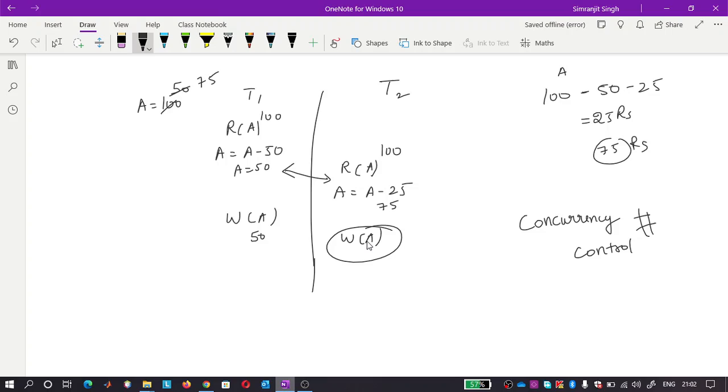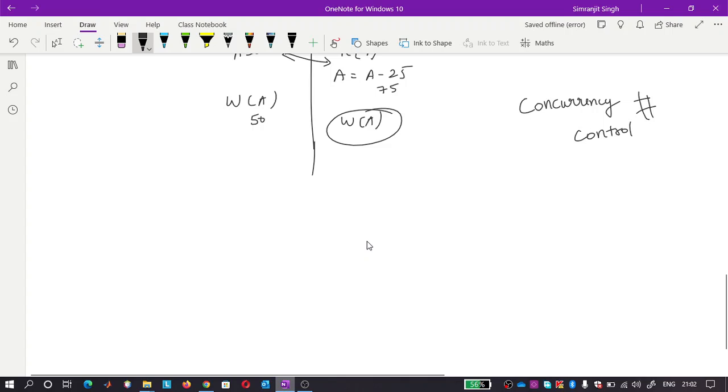Okay, so in order to implement this concurrency control system, we have some properties that we assign to each transaction. These properties are very commonly and very popularly referred to as ACID properties.